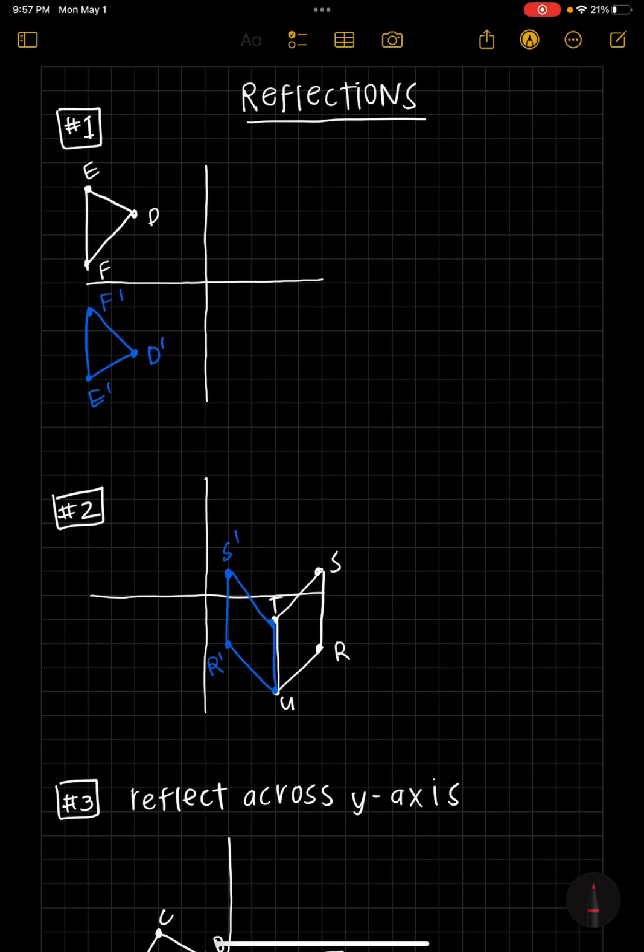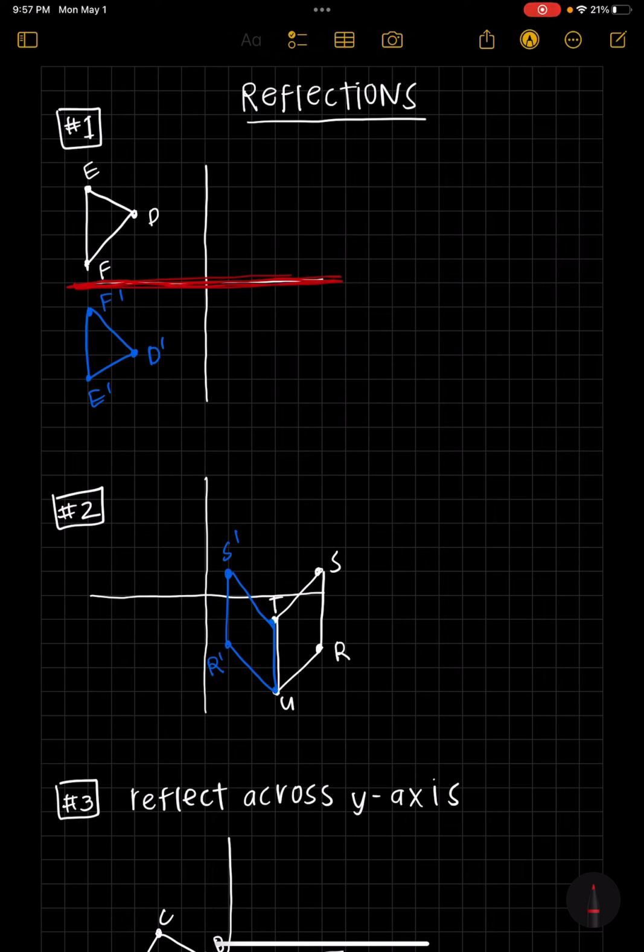If we look at number one, we've got the original shape, which is D, E, F, and then we've got the other shape, which is D prime, E prime, F prime. What I'm going to do is draw a line right between them. Like if I cut it in half, which would be this line right here, right on this axis. Notice that if I were to flip the white shape over this line, then it would become the blue shape. So that's what a reflection is.